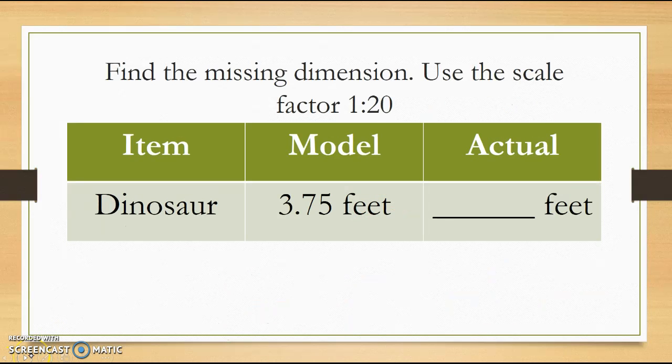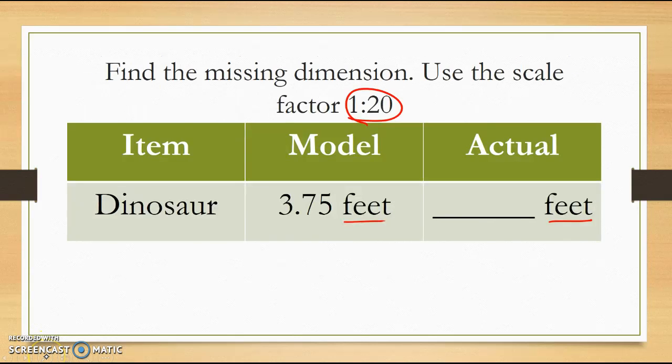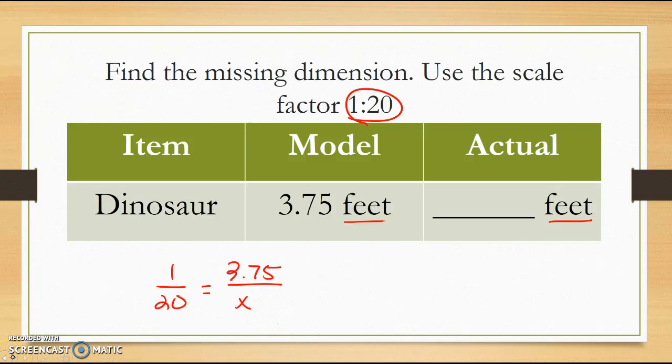So our next slide has the same scale factor of 1 to 20, except our difference here is we're talking about feet to feet, not inches to inches. So we're going to set up our scale factor 1 over 20, and we're going to set that equal to the model, which is 3.75 feet over x feet, because we don't know our actual measure.